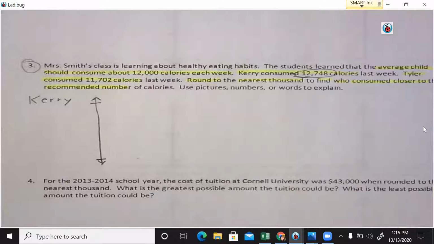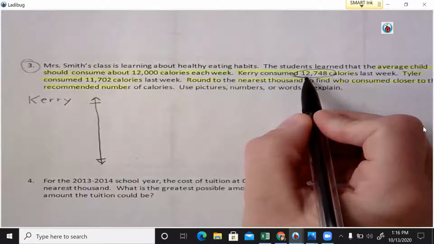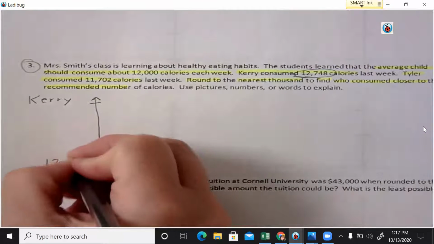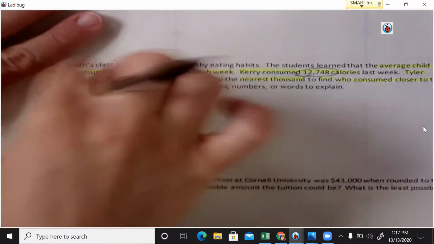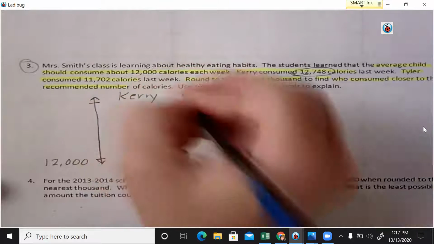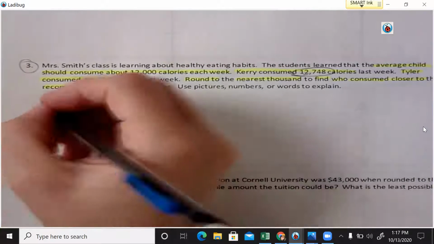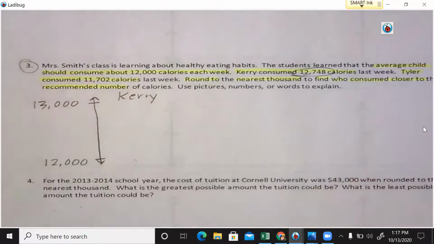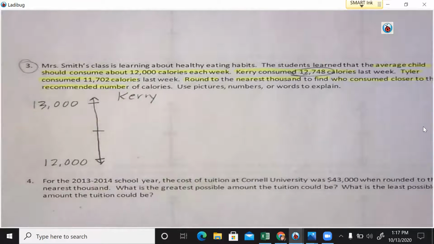Now we need to find our 2 easy numbers to label our number line with. So if I find the 1,000 closest to 12,748 calories, if I round down, it would be 12,000. If I'm looking for the next closest 1,000, if I add 1,000 to this, I would be at 13,000. Who remembers what I have to do next after I have my 2 easier numbers? Remember, if you know, you can just unmute yourself and tell me. You do half of what the. We find our halfway point. Yeah. Sophia, do you know what's halfway between 12,000 and 13,000? 12,500.